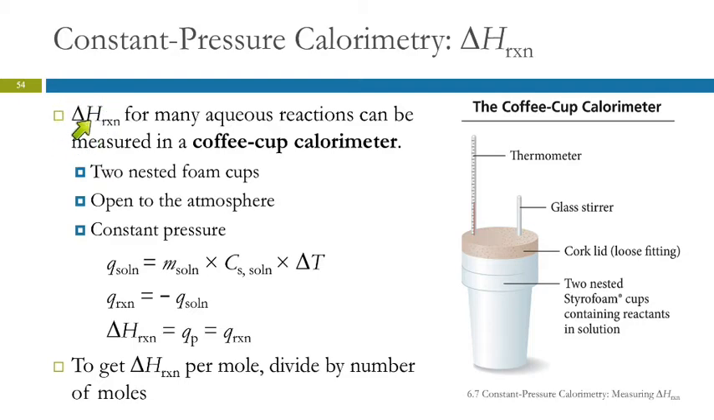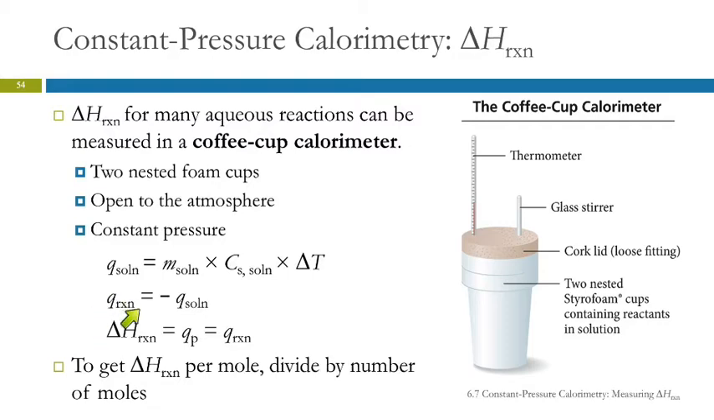So the heat of reaction, that is Q, right? It's the heat absorbed or released. So we can measure that in a coffee cup calorimeter. This is constant pressure because it's not sealed off, okay? So Q for the solution, so there's a solution in here. Most of the reactions that we look at occur in aqueous solution. There's a solution in there. We can measure the mass of the solution. We can identify the specific heat capacity of the solution, and we can measure the change in temperature of the solution. The reaction is occurring inside the solution.